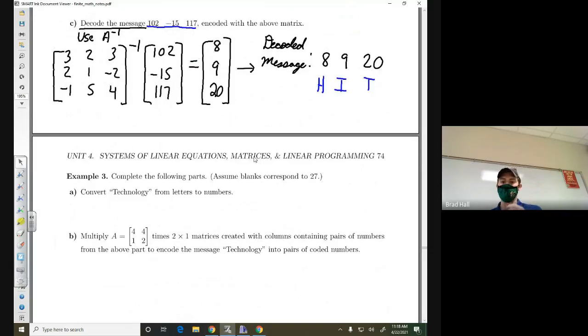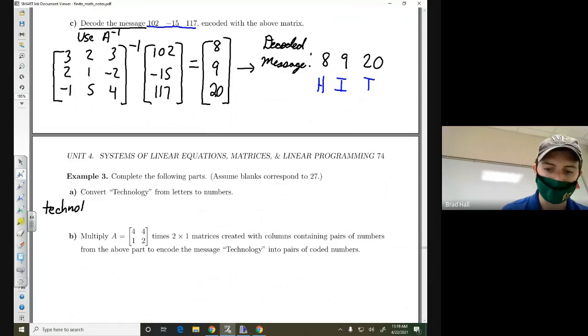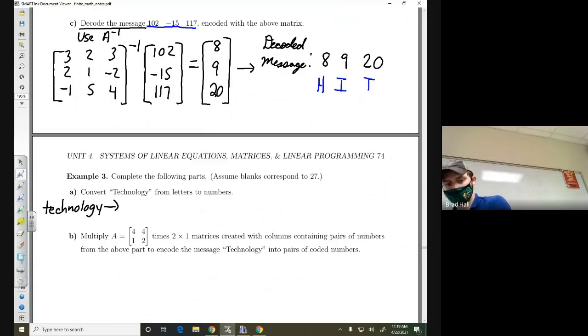Example 3, they want us to convert the word technology from letters to numbers, and then we will be sending the encoded matrix. So the first step, whenever you send a word, we have to convert every character to numbers. So if you scroll up, you could see all the conversions there, or if you Google letters to numbers, you could probably find a quick table if you need one.